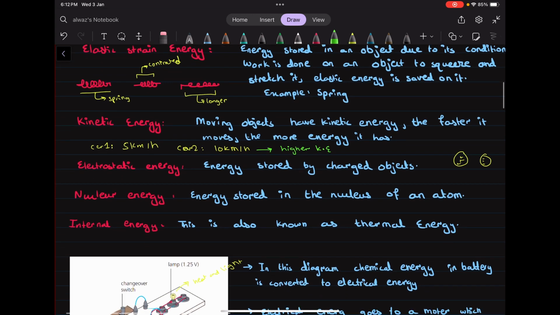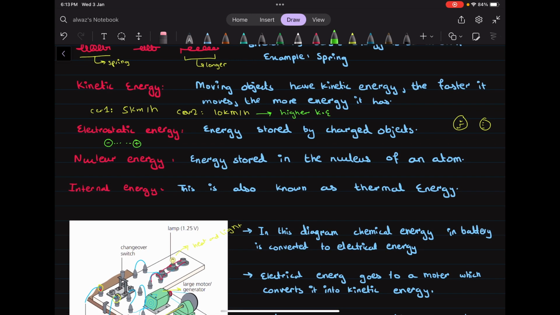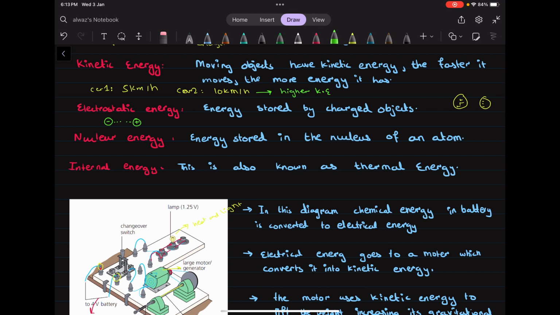Another interesting form of energy is electrostatic energy, and this is the energy that is stored between charged objects. So if you've got two balls, one positively charged, the other negatively charged, there's electrostatic energy between them. Nuclear energy is the energy stored in the nucleus of an atom, and it is released in nuclear reactions, which is a chapter much ahead, and we'll discuss more about this when that chapter comes. Internal energy is also known as thermal energy, or how hot an object is. The hotter the object, the more internal energy that object has.